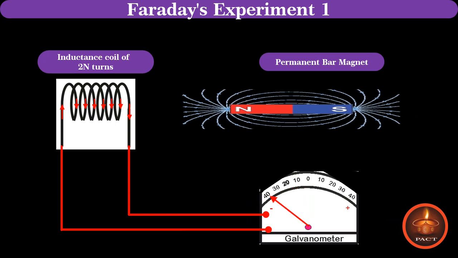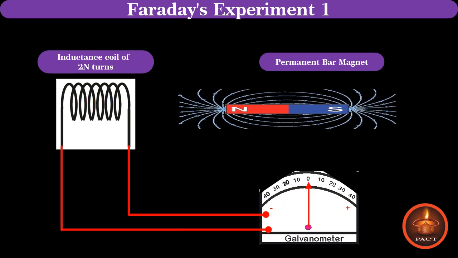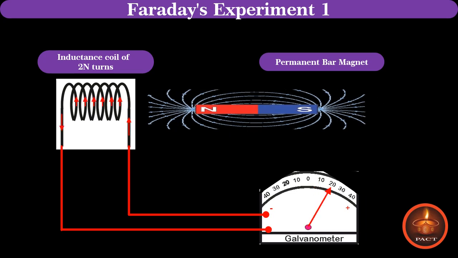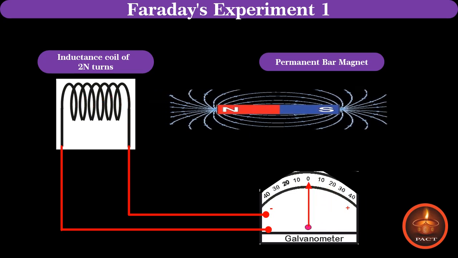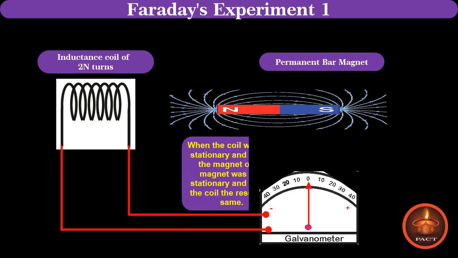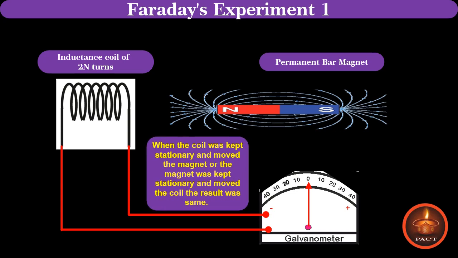Further, he took coils of 2N, 3N turns and so on. Now also, the induced EMF was found to be more and more as the number of turns N was increased. When the coil was kept stationary and the magnet was moved, or the magnet was kept stationary and the coil was moved, the result was the same.